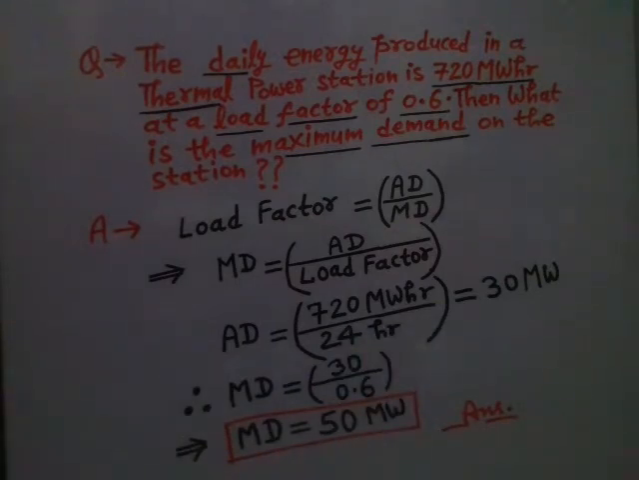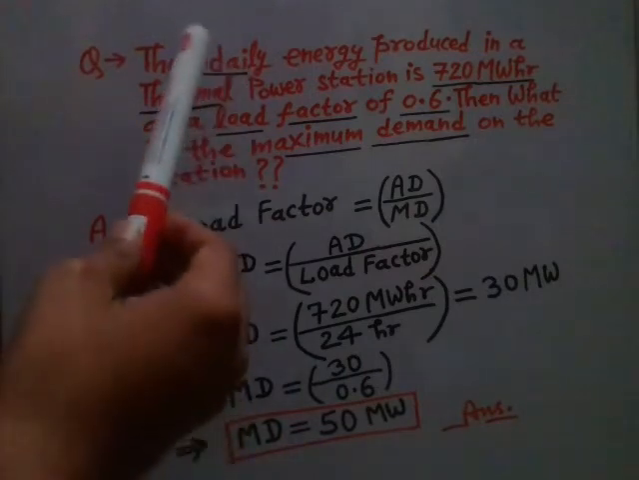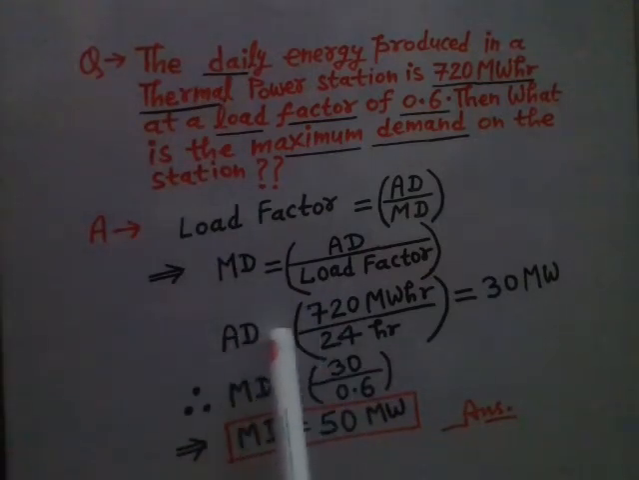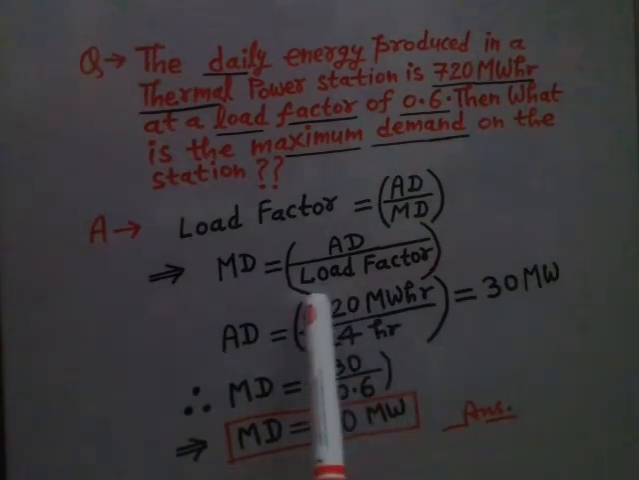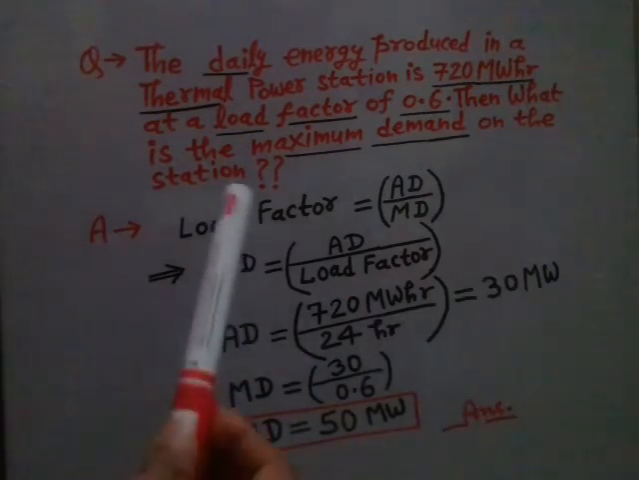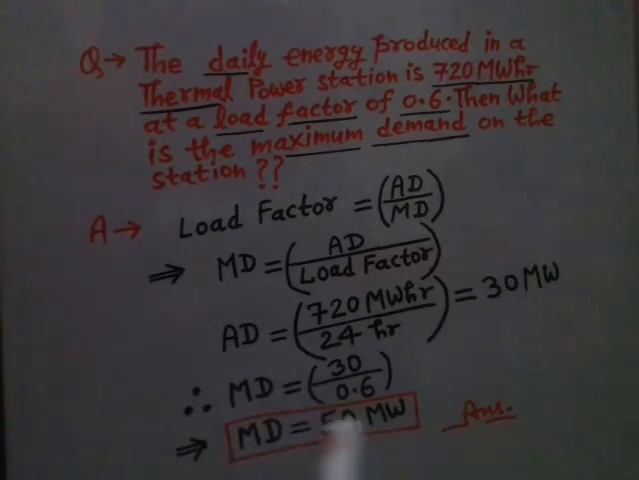And likewise, right? So for the daily load curve, for the calculation of average demand, you will have to divide simply by the total number of hours in a day, that is 24. So 720 by 24 is 30 megawatt, that is the average demand or average load. So likewise, you can calculate the maximum demand on the power station. So 50 megawatt is the answer.